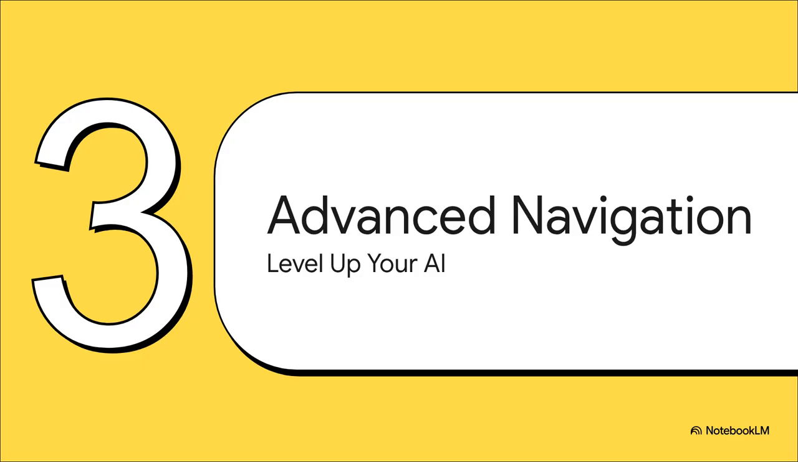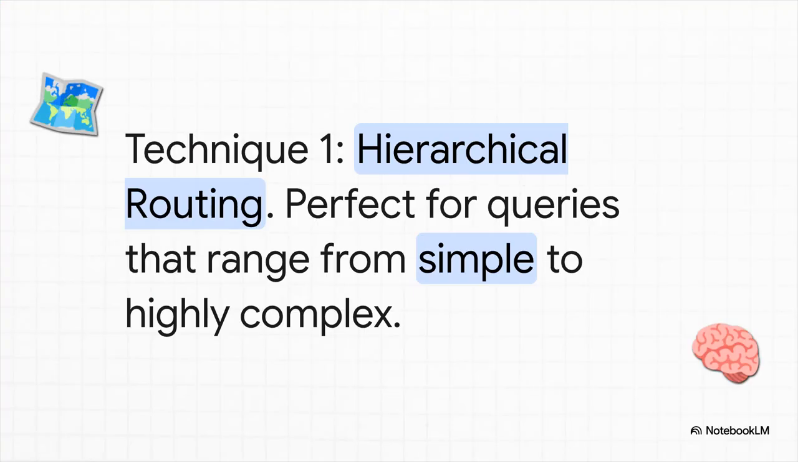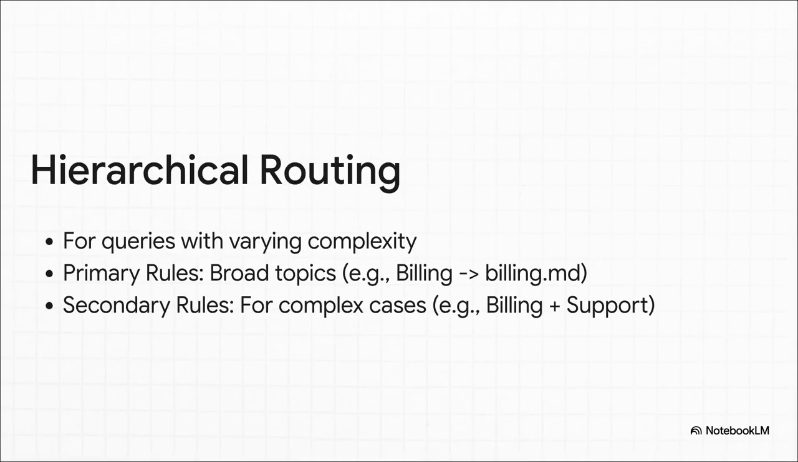All right, so once you've got the basics down and you're comfortable, this is where the real fun begins. We can start adding some seriously powerful, advanced techniques to your AI's map. This is how we go from just giving basic directions to building a truly intelligent navigation system. First up, we've got something called hierarchical routing. This is absolutely perfect for when you've got questions that might seem simple on the surface, but can get really complex really fast.